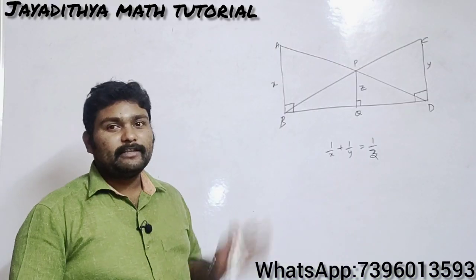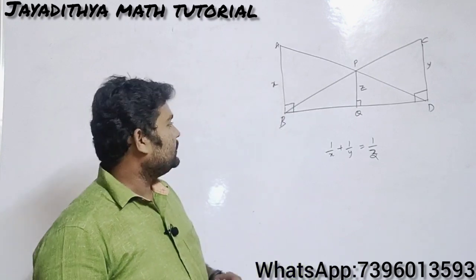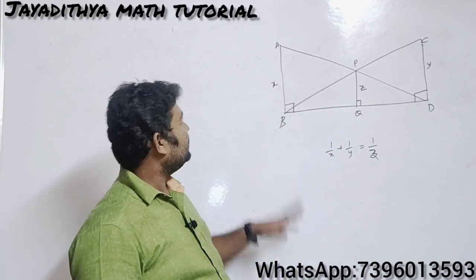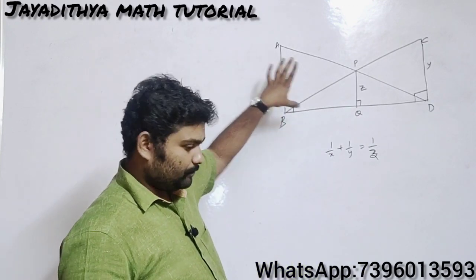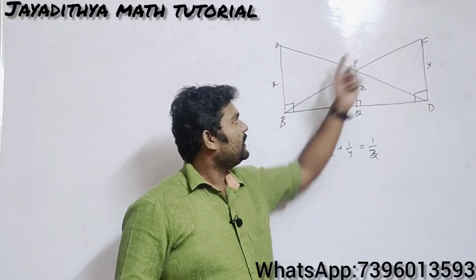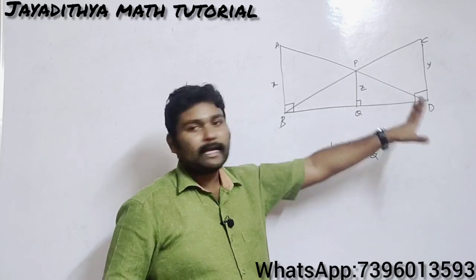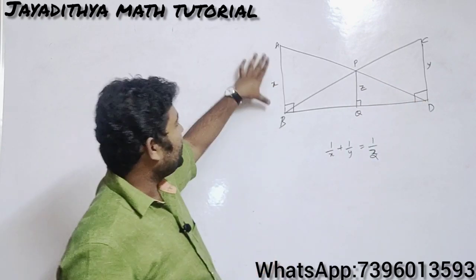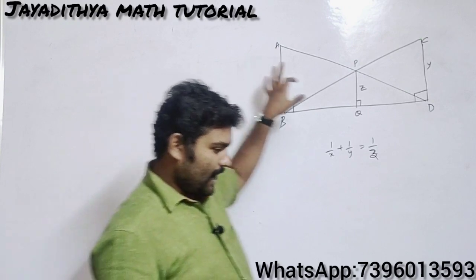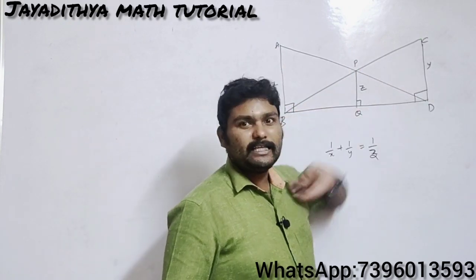Right, look here, this is also one of the most important 4-mark problems. So see here, he has given a figure. In this, AB is perpendicular to BD and PQ is perpendicular to BD, and also CD is perpendicular to BD. That means here all the angles are 90 degrees, and he has given AB equals X, PQ equals Z and CD equals Y.